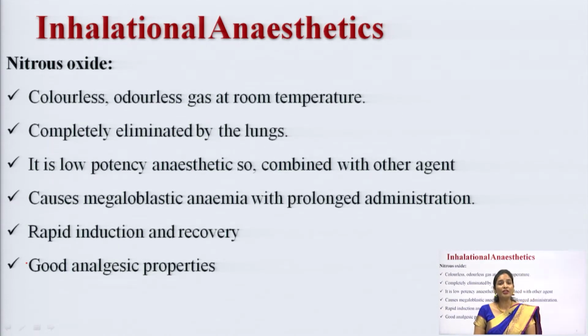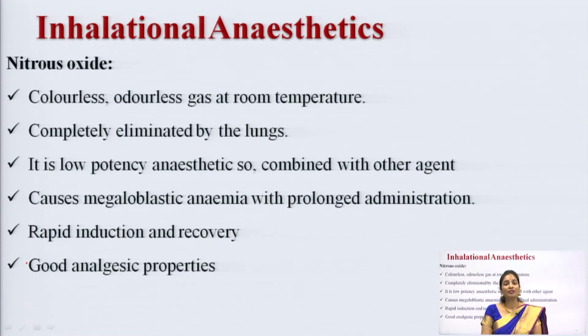And one of the major drawbacks with nitrous oxide is that it causes megaloblastic anemia. So, what is megaloblastic anemia? It is a type of anemia, a blood disorder. In megaloblastic anemia, you can see a decrease in red blood cells.